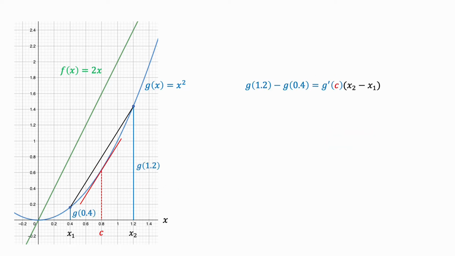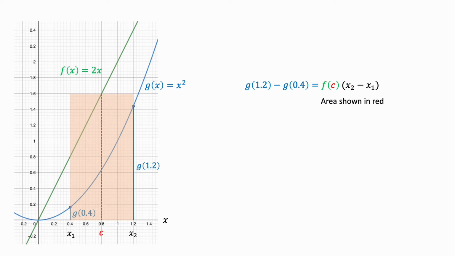Okay. If you rearrange the terms a little bit, you get that the value of the function at 1.2 minus the value of the function at 0.4 is the derivative of the function at c, as we said, times x2 minus x1. Okay, but what is g prime of c? G prime of c, we know that the derivative of g is f. So g prime of c is basically the value of the function f at c, the value of this function evaluated at c.